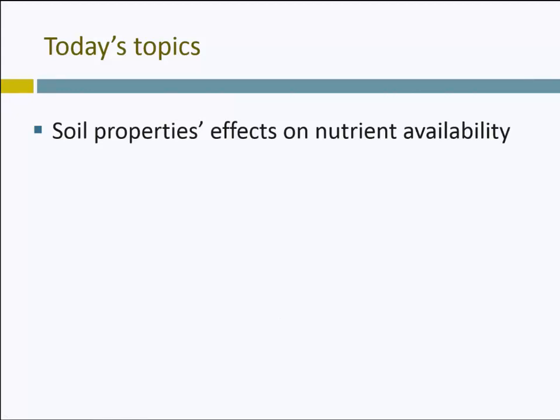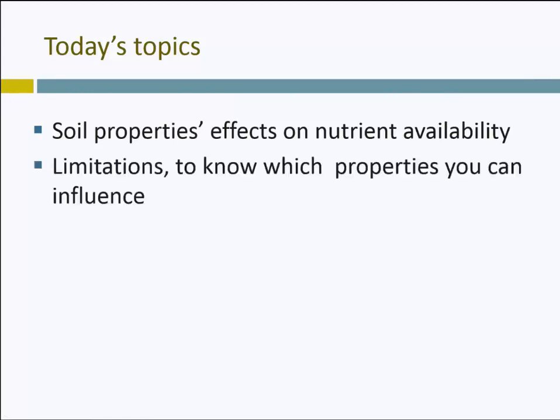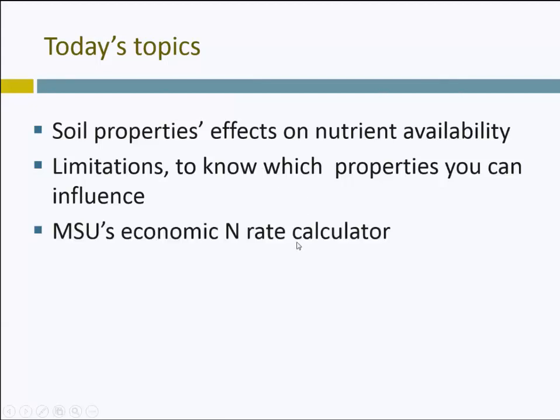So today's topics include discussing soil properties' effects on nutrient availability, deciding which of those properties you can influence versus which were simply handed to you and are part of your natural system. Third, discuss MSU's economic nitrogen rate calculator. And fourth, talk a little bit about fertilization, timing, and source.